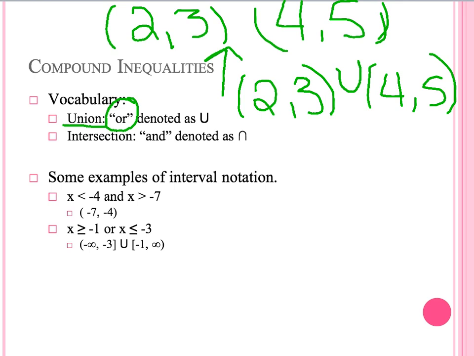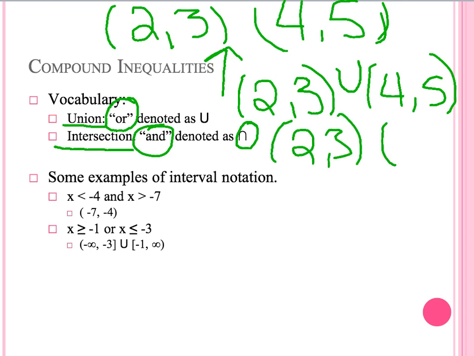that symbol. Our next word, intersection, is denoted by this symbol and is used when we see and in our equation. So for the following examples, 2, 3, 4, 5, if we had an intersection between these two, we would put the intersection symbol in between them. Some examples of interval notation using and or are below.